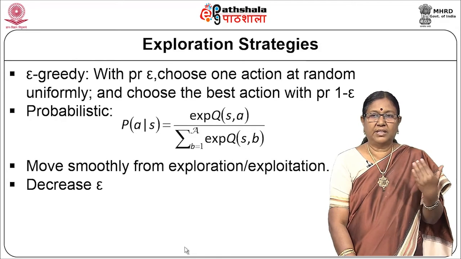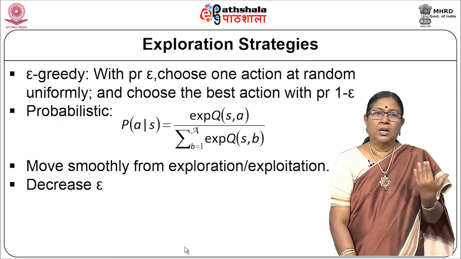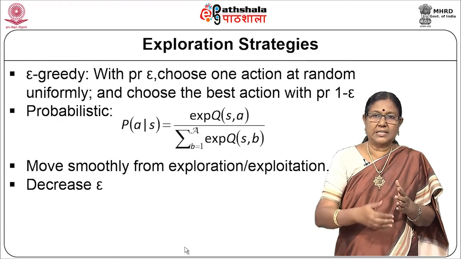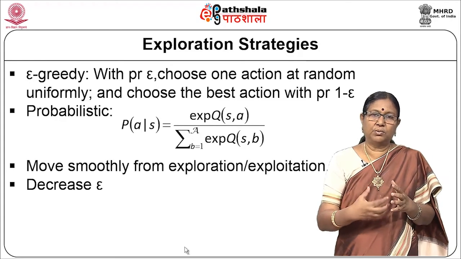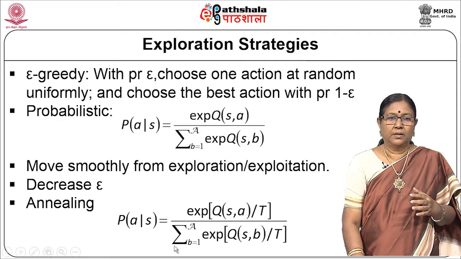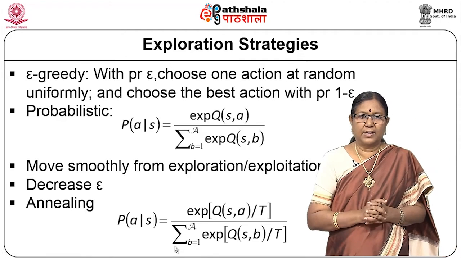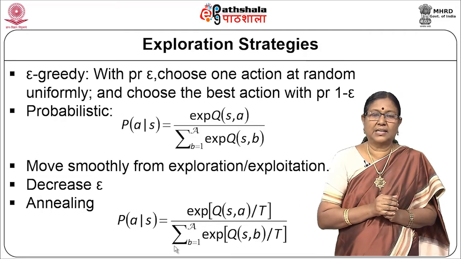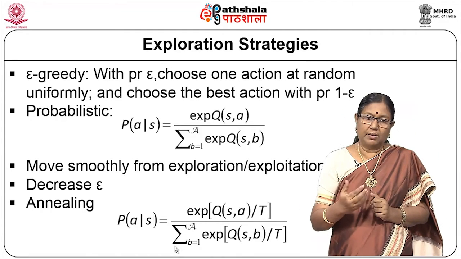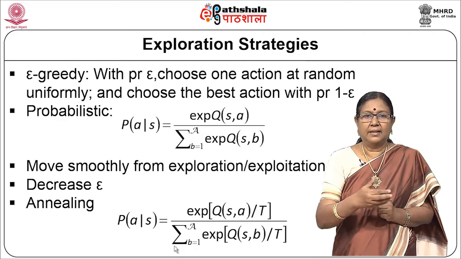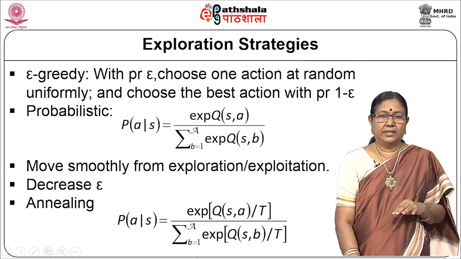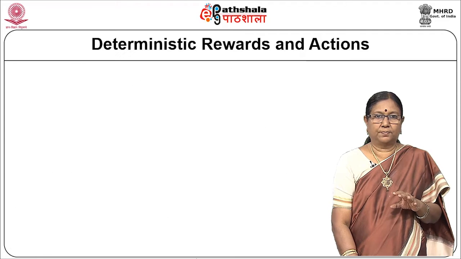So, for that you have to decrease the value of epsilon. Choose one action at random with probability epsilon, and you keep decreasing epsilon. So, the number of times you will choose the action at random will decrease over that time period. By annealing this, you get the probability of choosing an action given a state as the expected value of Q S comma A given t. So, this is how you decide what action you will choose given the total time also.